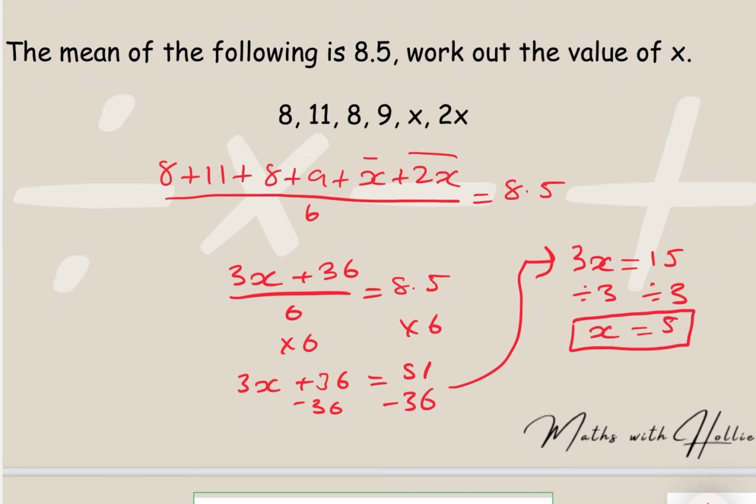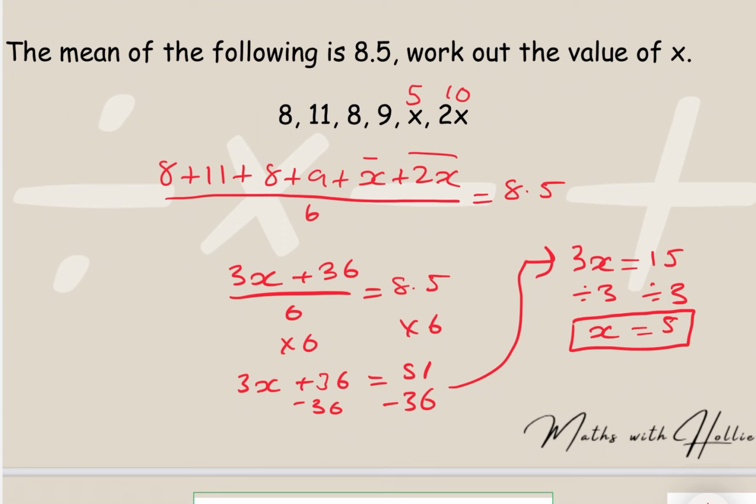So if we go back to the question, that missing number is 5. And then 2 times 5, that missing number is 10. And if you want to just double check that, you can go back and answer the question. Instead of x, put 5 and 10 in and see if your answer is 8.5.